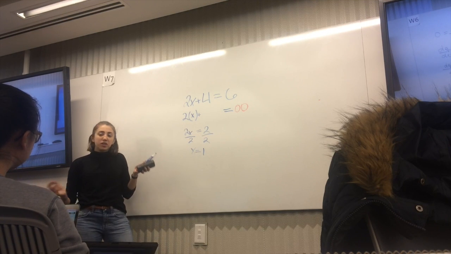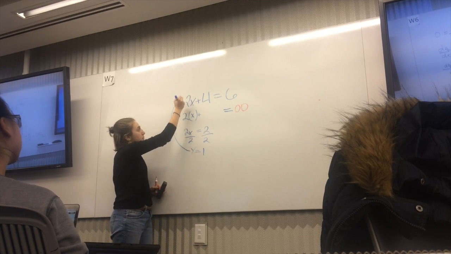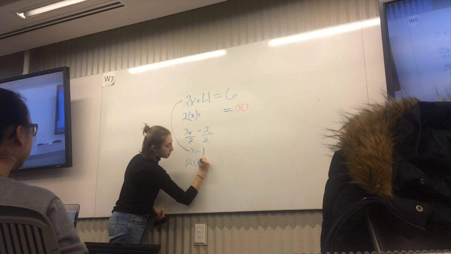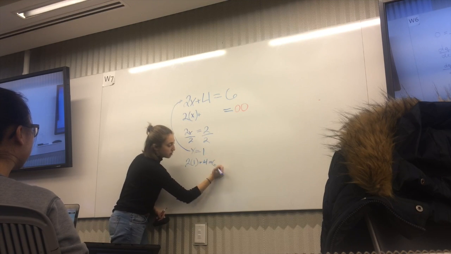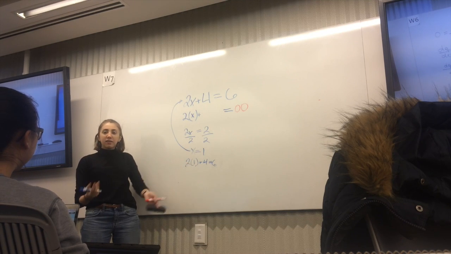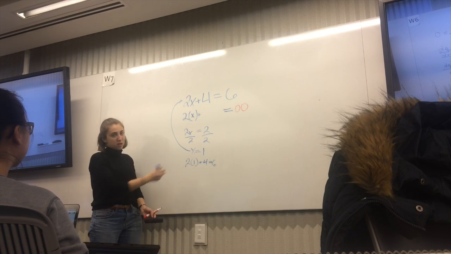Now to check that the equation is true, you just plug x equals 1 all the way back up here. And what you get is 2 times 1 plus 4 equals 6. Now if you actually do the math, you get 2 plus 4 equals 6, and 2 plus 4 is 6. So you know that this equation is true and this solution is correct.